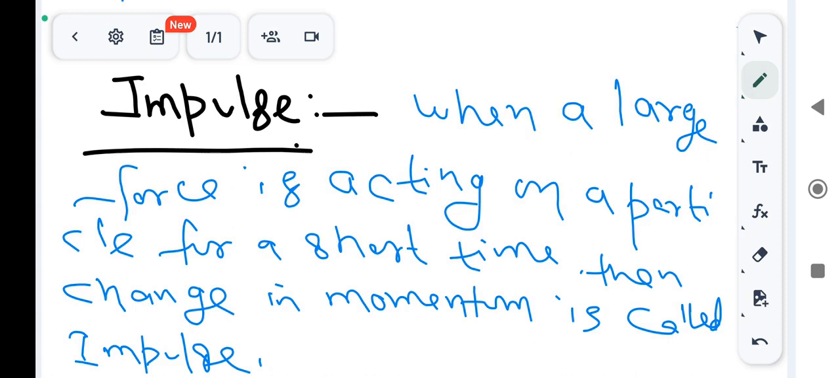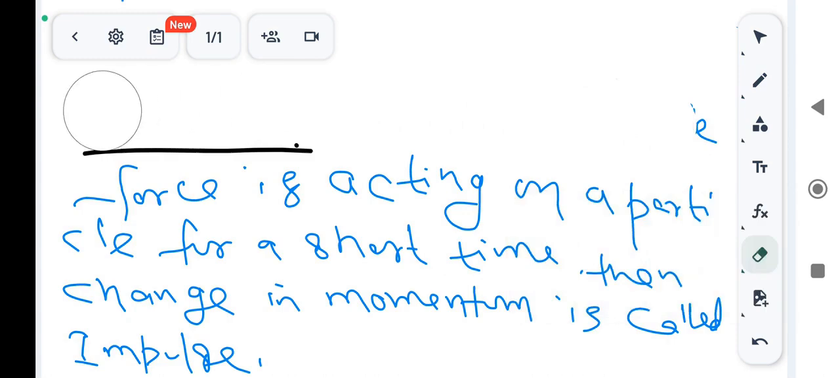What is impulse? When a large force is acting on a particle for a short time, then change in momentum is called an impulse. Note down this point.